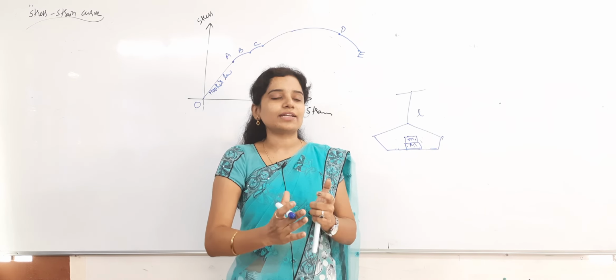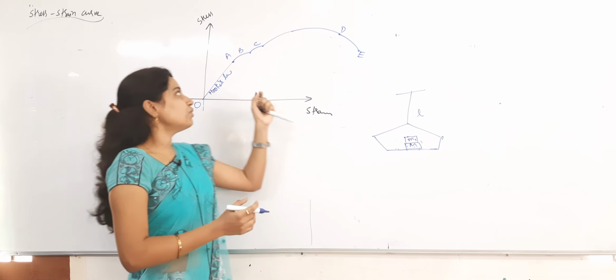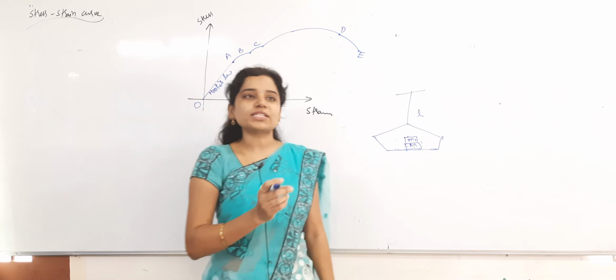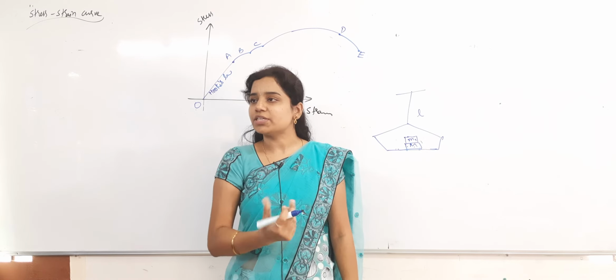So that stress is directly proportional to strain, so that it is obeying Hooke's law. So only we call this point the proportionality limit. Why? Because until there, stress is directly proportional to strain. So it is the proportionality limit.